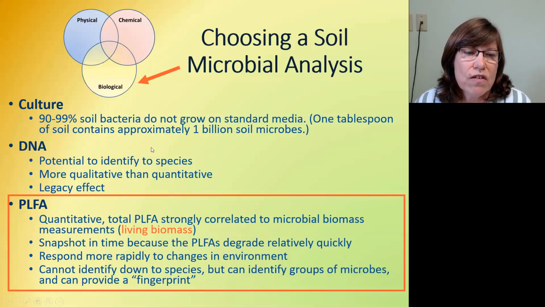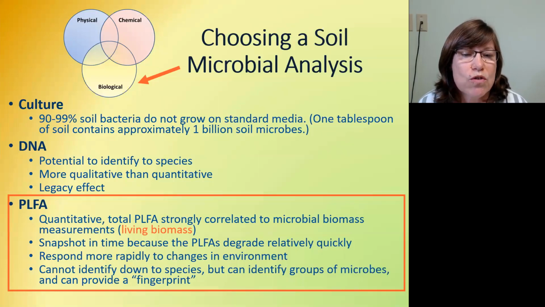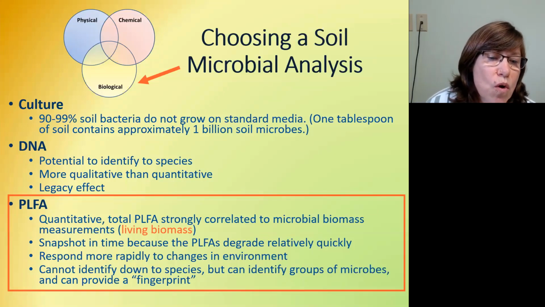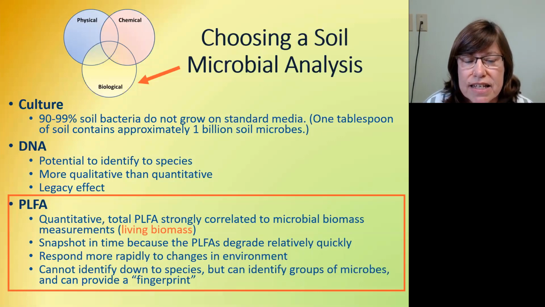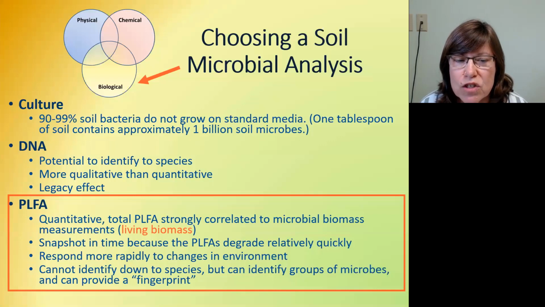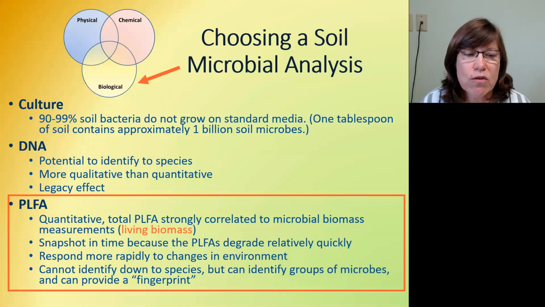Another kind was involving DNA, and this was about 2012 to 2013, and a lot of advances have been made since that time. But at that point, DNA was more qualitative than quantitative. A really strong point is that it had the potential to identify to species or however far to a taxonomic unit that it could. One other thing about DNA analyses is that DNA has a legacy effect. It doesn't break down quickly in soil, so you don't know if it's today's microbes, yesterday's microbes, last year's microbes.